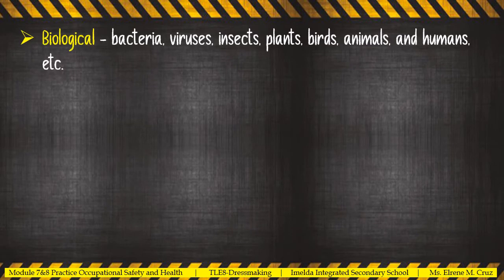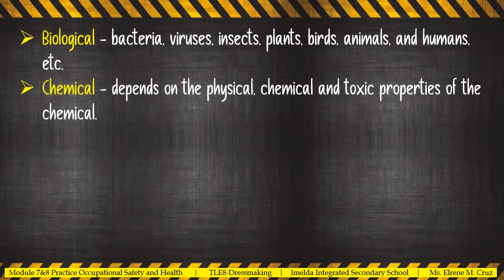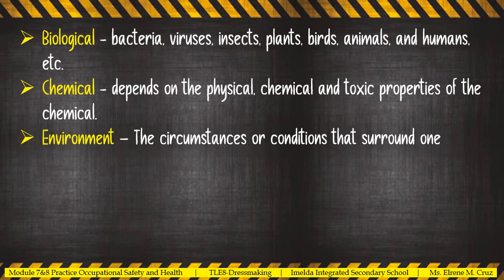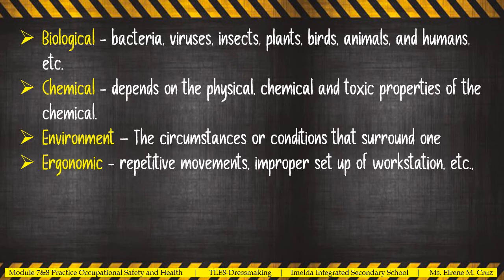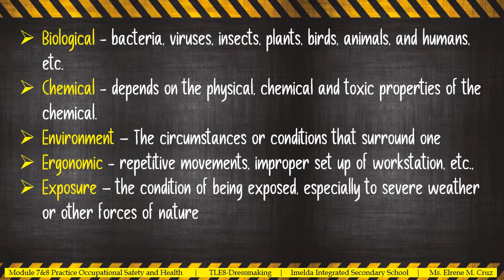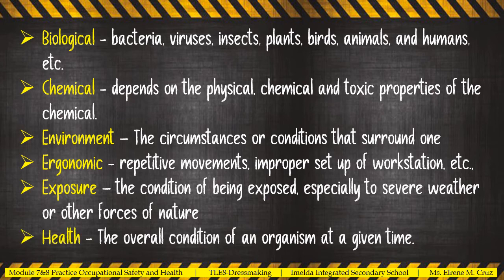Biological. Bacteria, viruses, insects, plants, birds, animals, and humans, etc. Chemical. Depends on the physical, chemical, and toxic properties of the chemical. Environment. The circumstances or conditions that surround one. Ergonomic. Repetitive movements, improper setup of workstation, etc. Exposure. The condition of being exposed, especially to severe weather or other forces of nature. Health. The overall condition of an organism at a given time.